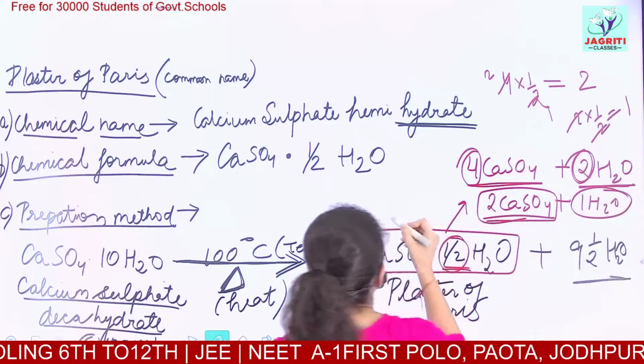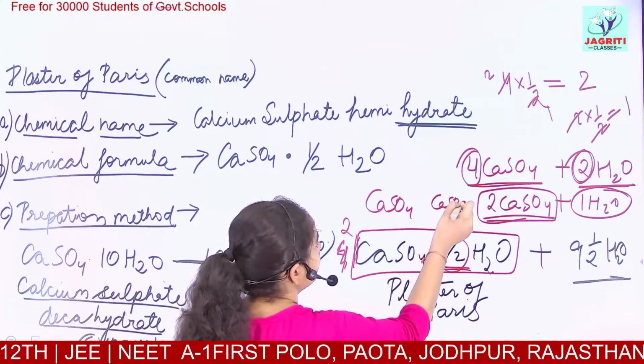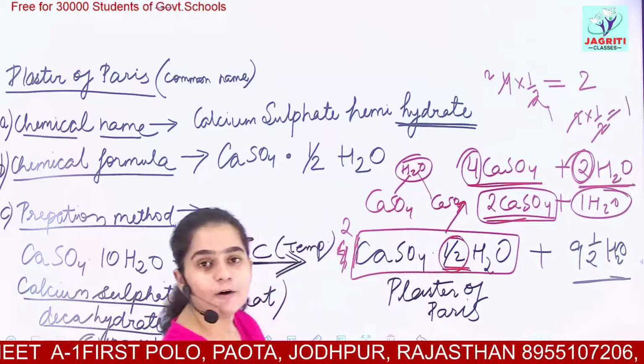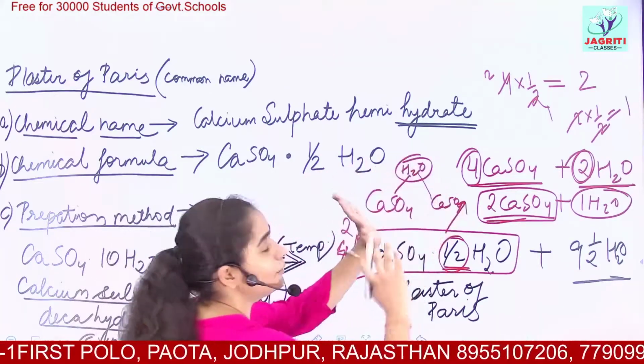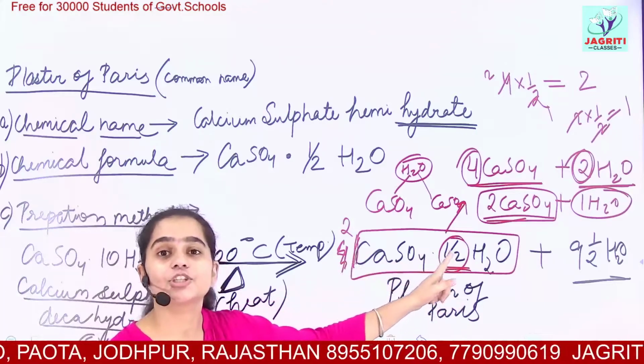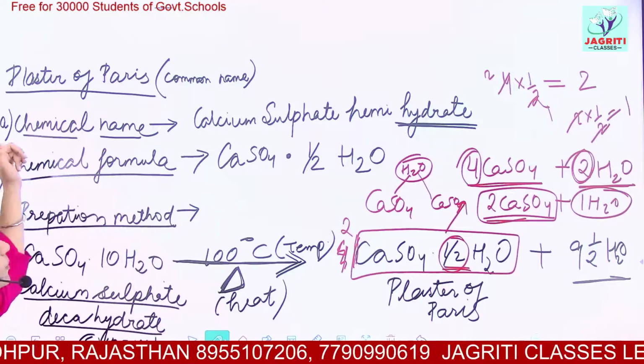That is, if I suppose 1 calcium sulfate and the other calcium sulfate, these both calcium sulfate share what? A single molecule of water is shared equally between both the molecules. So this is the meaning of this half crystalline or hemihydrated form. So this was all about plaster of Paris.